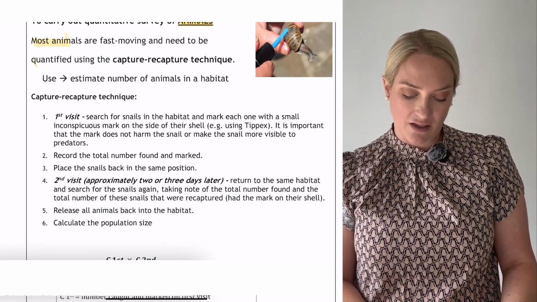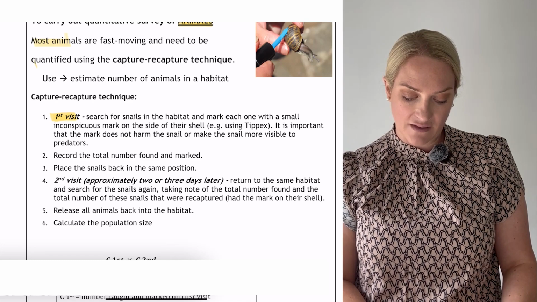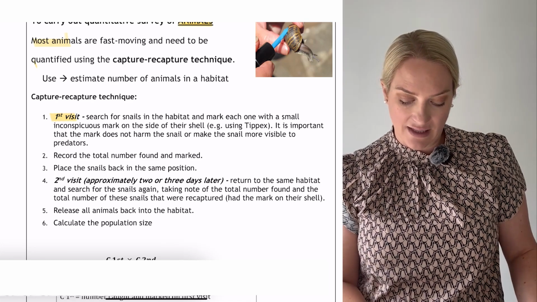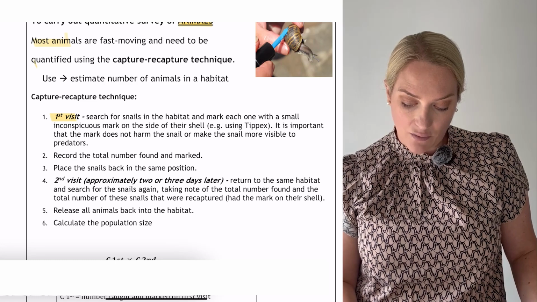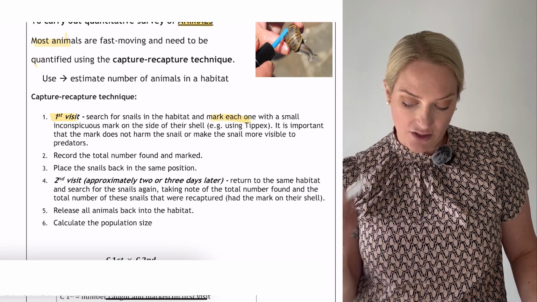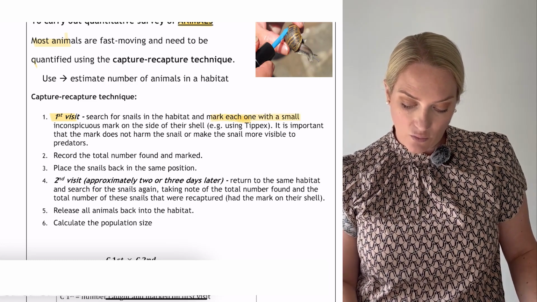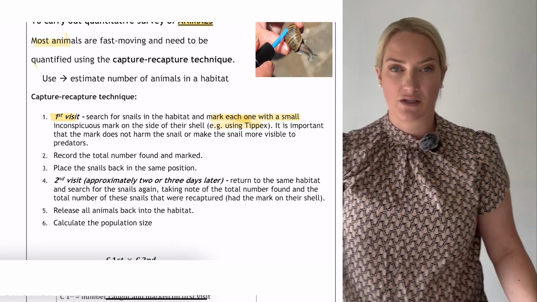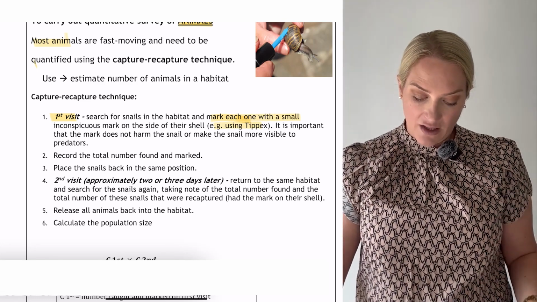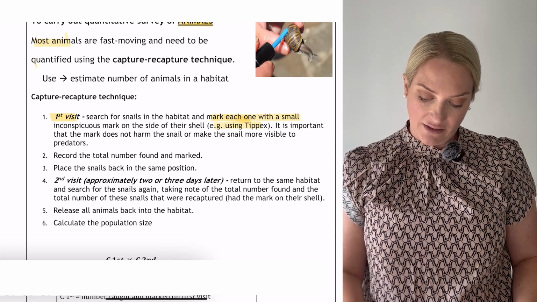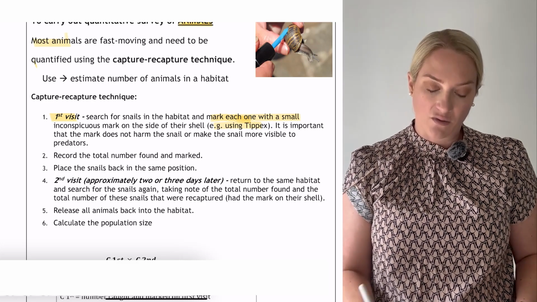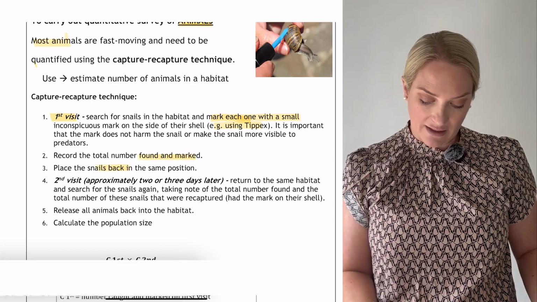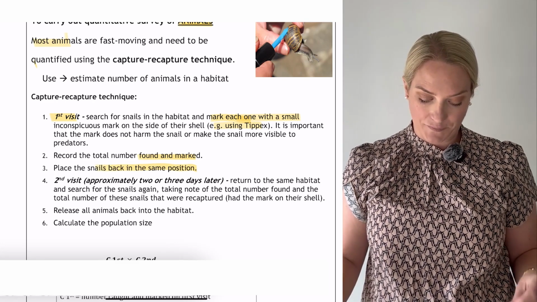On the first day, we go to our habitat. On our first visit, we're going to search for snails, and we're going to count how many snails we have. We search for the snails, and we're going to mark each of their shells with, for example, Tipex. Something that is non-permanent. Okay, so we don't want to be drawing attention to them. It's important that the mark does not harm the snail or make the snail more visible. So we're going to record the number found and marked, and we're going to place those snails back. So that's day one, that's visit one.